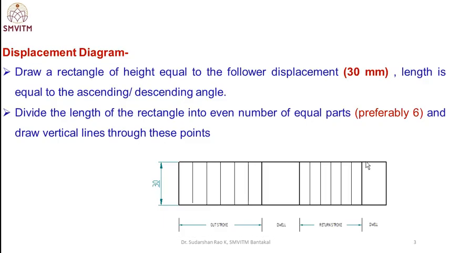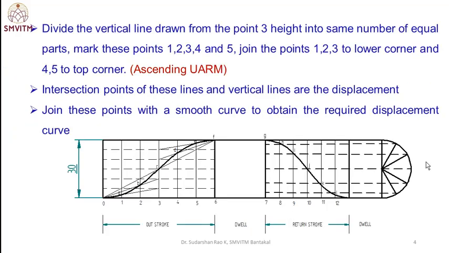Before constructing the cam profile, to draw the displacement diagram, draw a rectangle of height equal to the height of the displacement, that is 30 mm, and length equal to the ascending and the descending, that is 6 cm to 6. Then divide the ascending and descending into 6 parts each and draw lines from these points, that is totally 12 points, 0 to 6, 7 to 12.